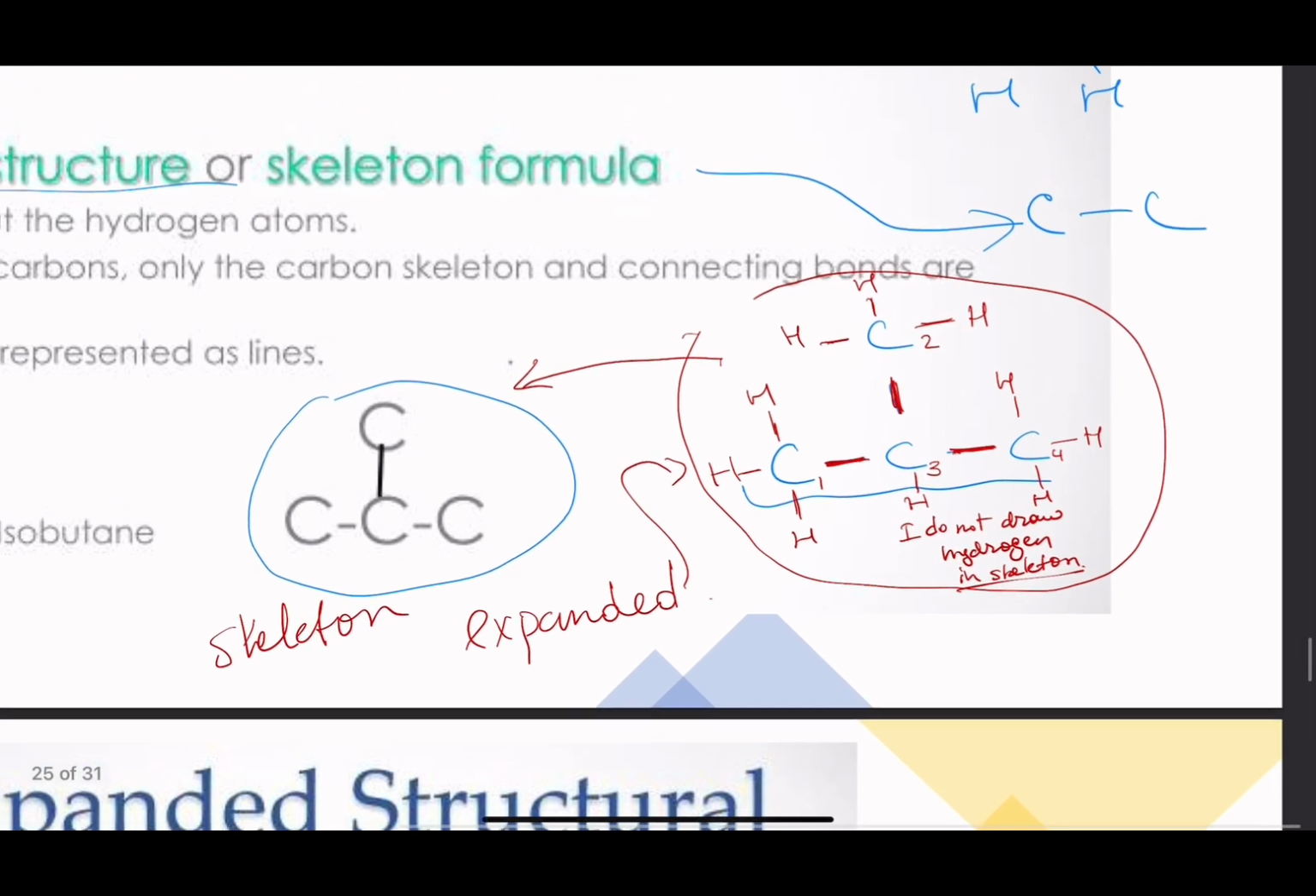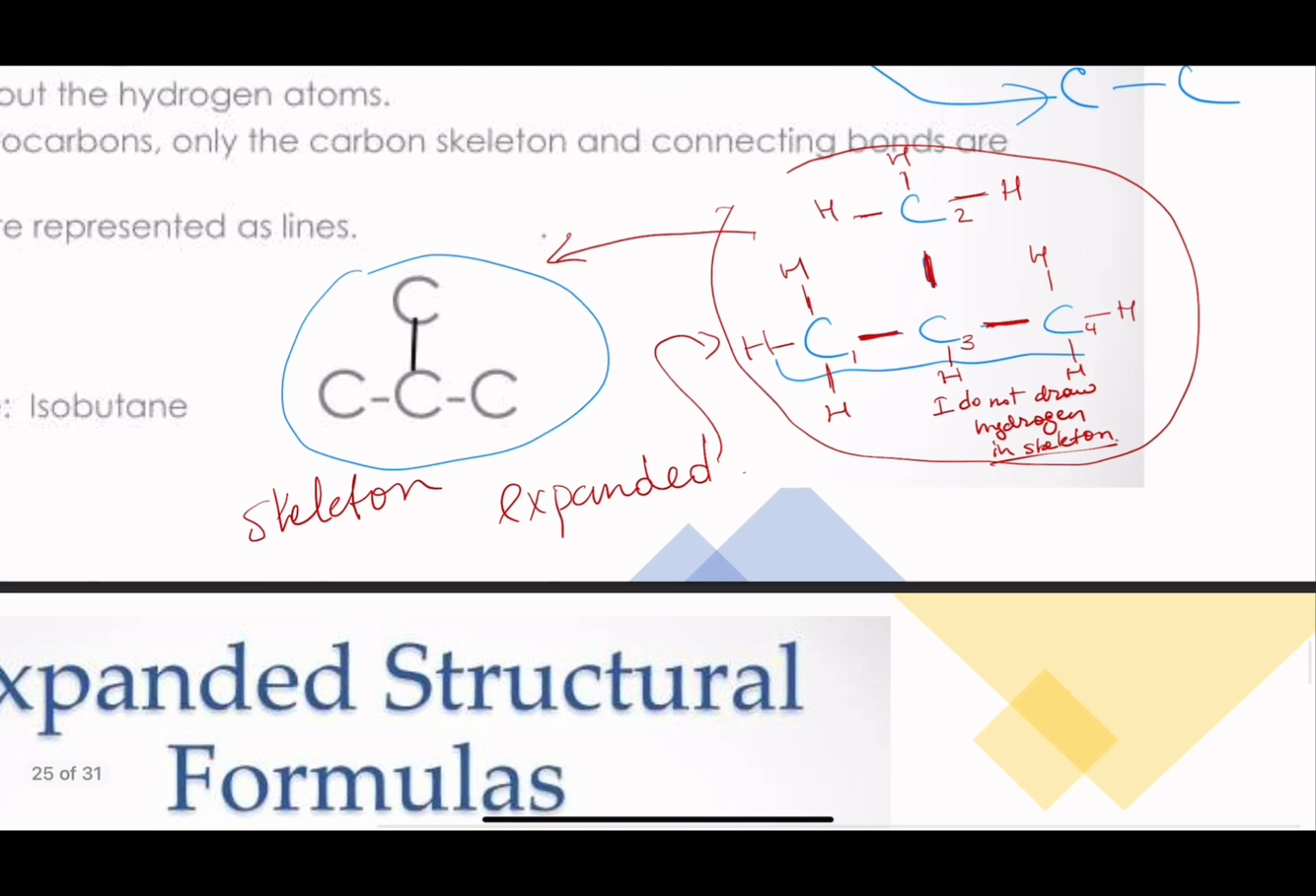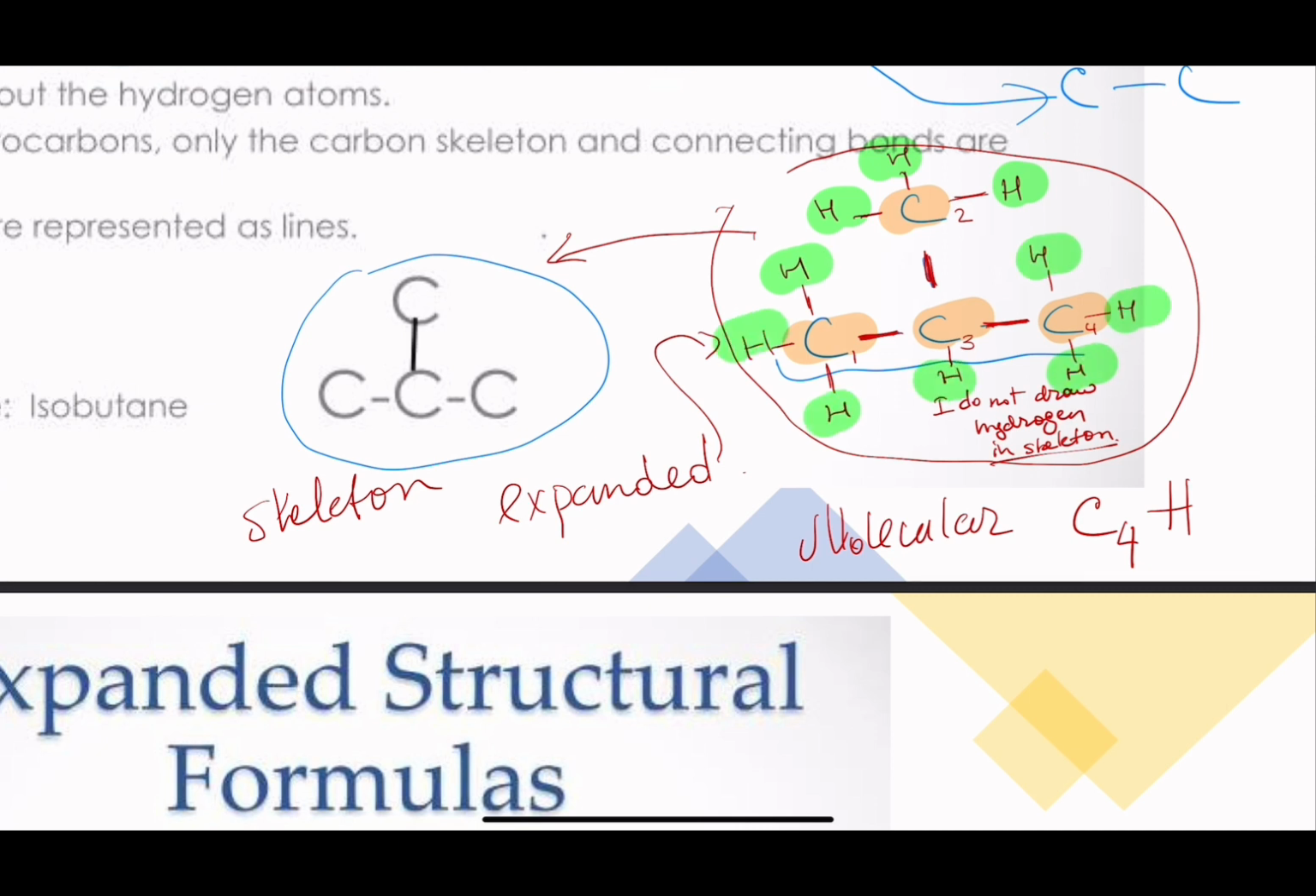Okay. Now, if you want to write the molecular formula, all you need to do is write down the carbon and hydrogen amounts. So let's check this guy. How many carbons do I have? I have 1, 2, 3, 4 carbons. So it'll be C4. And then let's check the number of hydrogens. It is 1, 2, 3, 4, 5, 6, 7, 8, 9, 10. Okay, so hydrogen is 10.